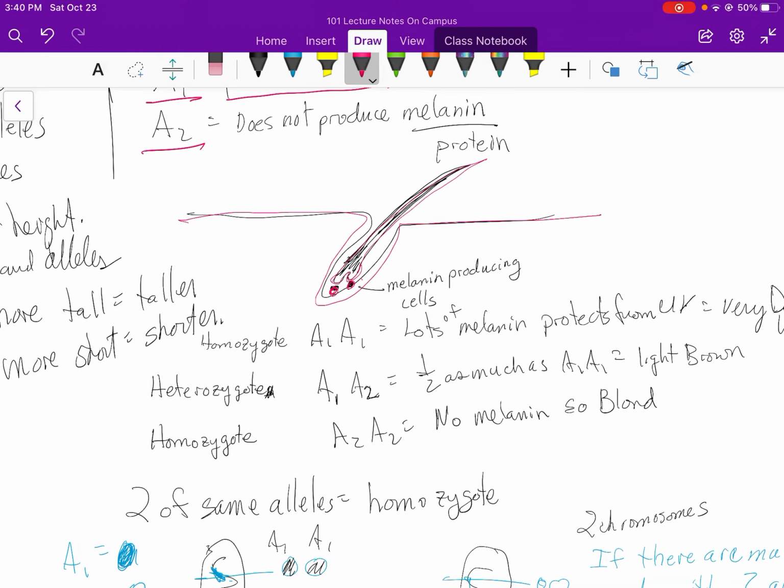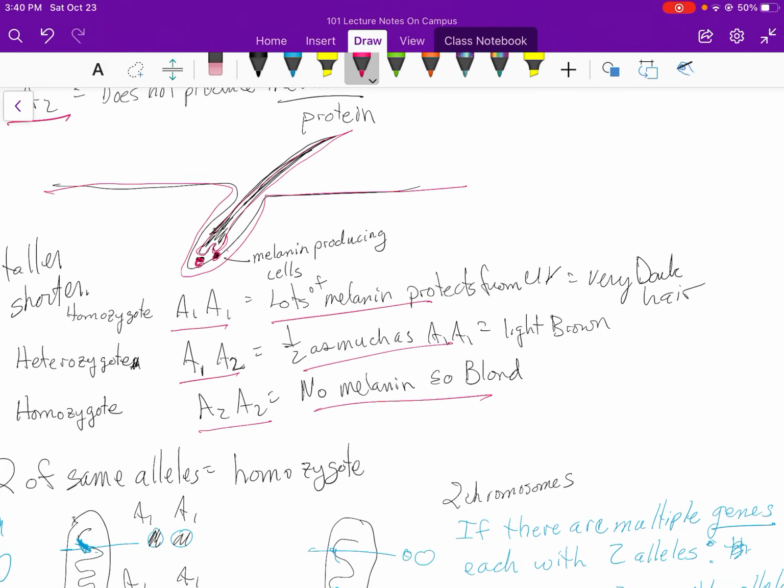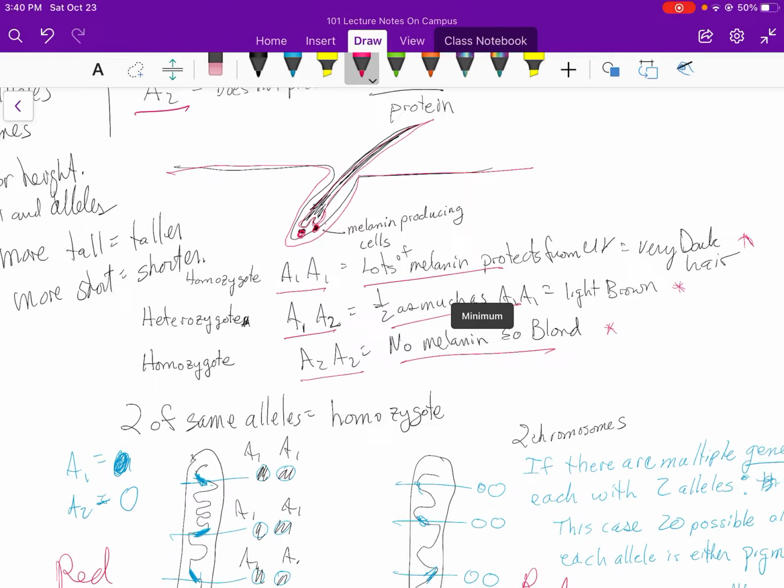So if you have melanin producing cells, 2 of them produce lots of melanin. If you have only 1, you produce half as much melanin. If you don't have any, you don't produce any melanin, and you get blonde hair. So you can basically have really dark hair, you could have really light brown hair or blonde hair, depending on if you have none, 1, or 2 of these melanin-producing cells.